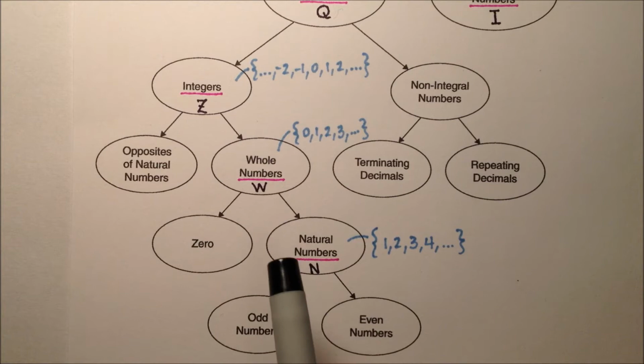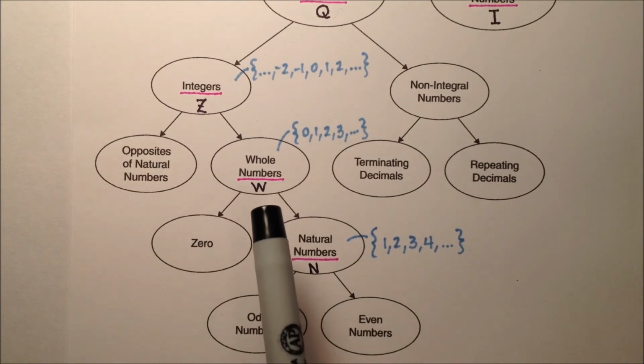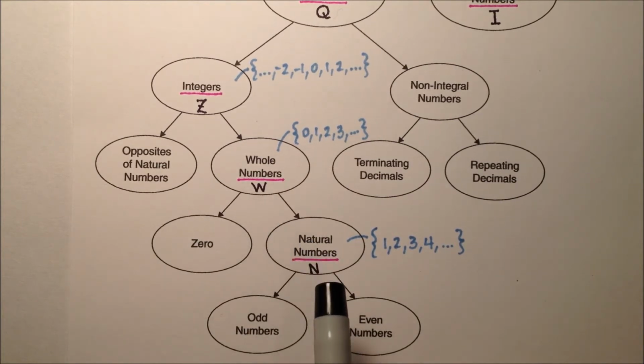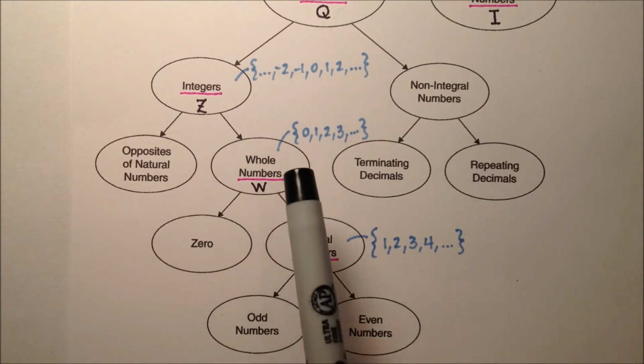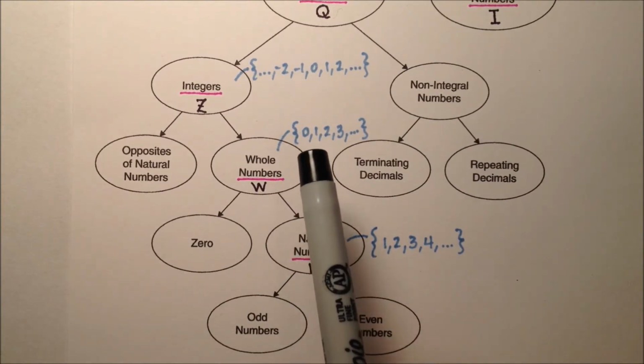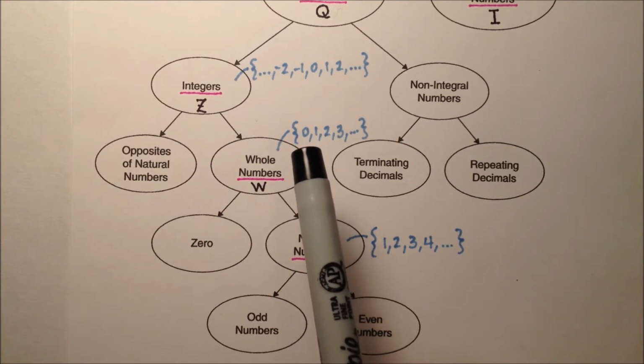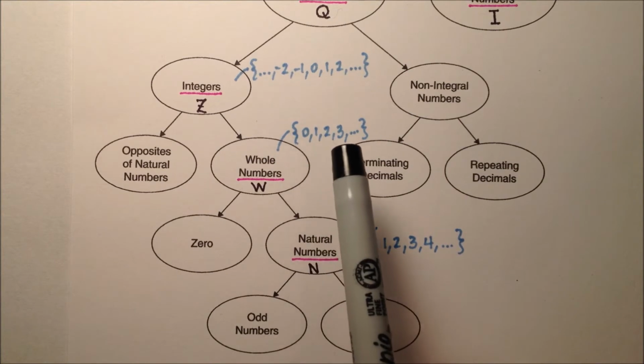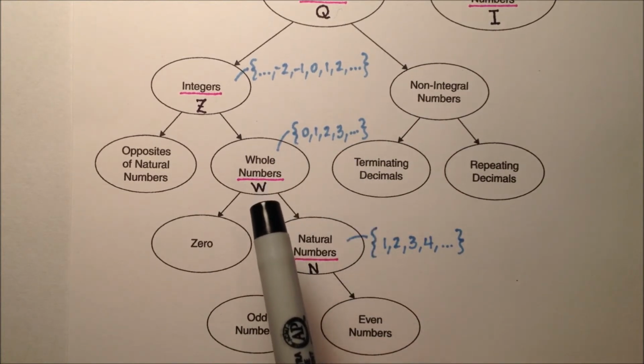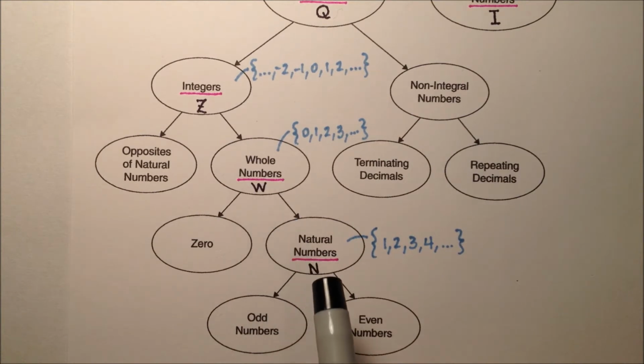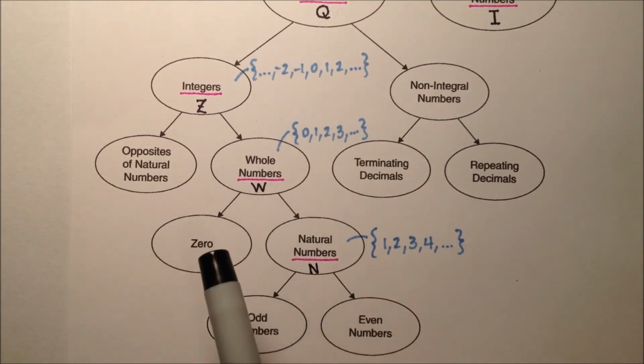Moving up one level, we have the whole numbers. The whole numbers differ from the natural numbers by only one member, a 0. So the whole numbers, when put in roster notation, look like this: 0, 1, 2, 3, and so on. You'll notice that the whole numbers are composed of the natural numbers and 0.